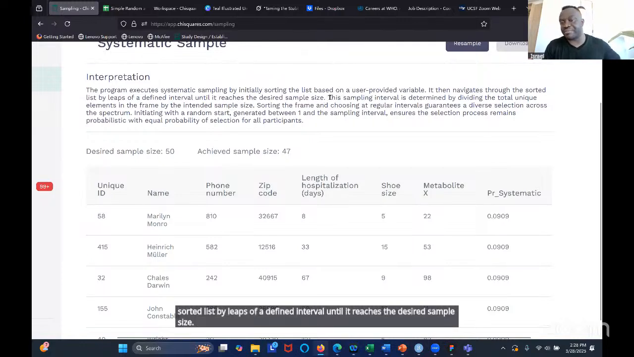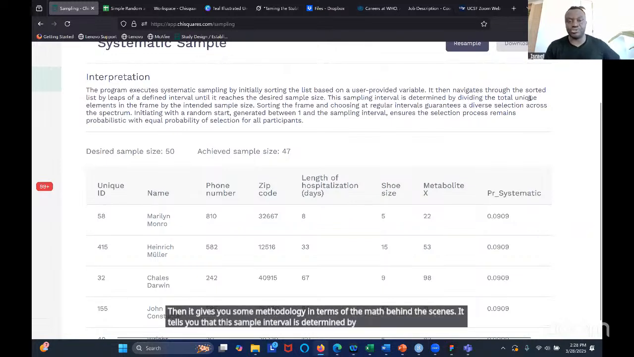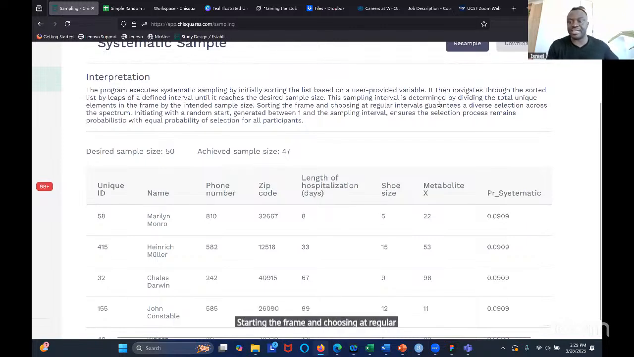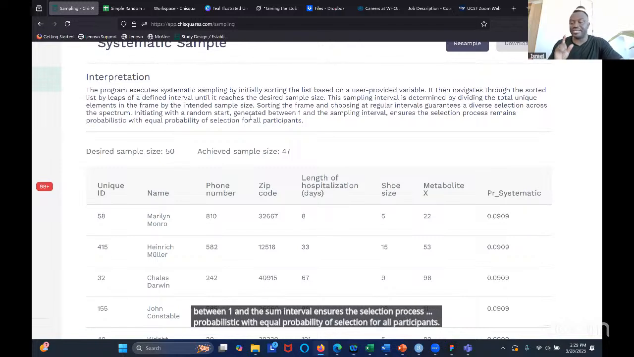Then it gives you some methodology in terms of the math behind the scenes. It tells you that this sampling interval is determined by dividing the total unique elements in the frame by the intended sample size. Sorting the frame and choosing at regular intervals guarantees a diverse selection across the spectrum. Initiating with a random start generated between 1 and the sampling interval ensures the selection process remains probabilistic with equal probability of selection for all participants. So this is very, very key.